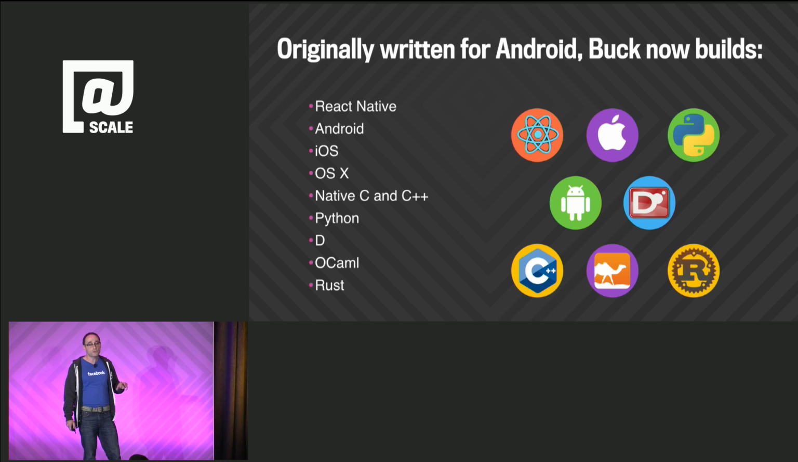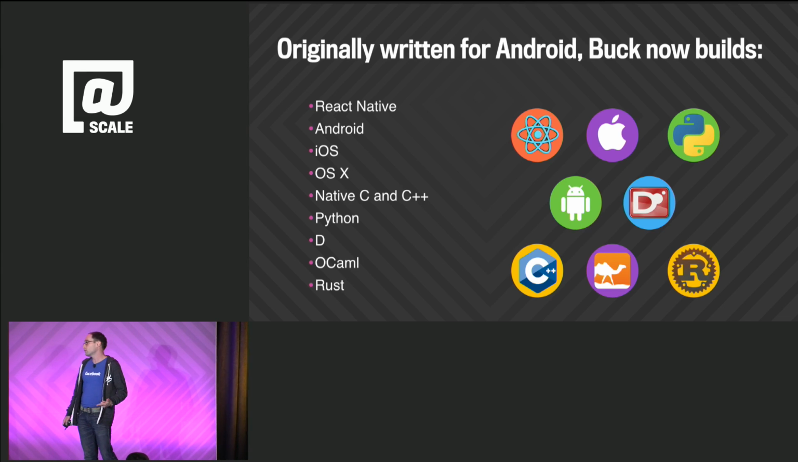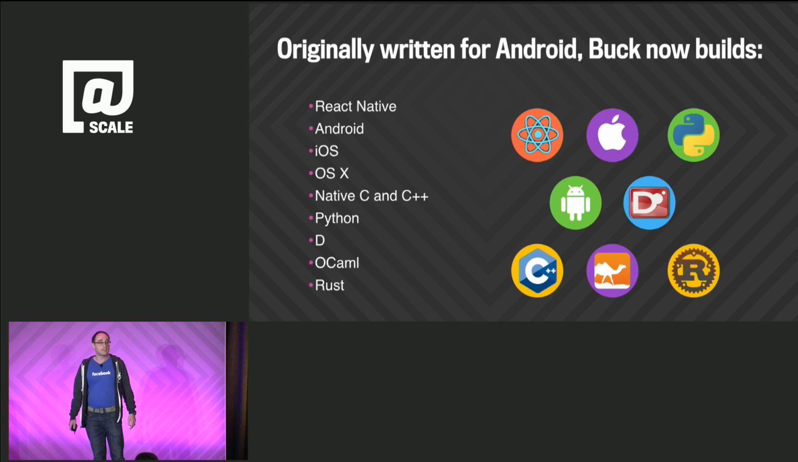And one really nice thing about working on the Buck code base for the past couple of years is it's ridiculously hackable. We have teams from all over Facebook and outside Facebook, since it is an open source project, contributing new fixes, support for new languages, all sorts of things we didn't even expect. And that's one of the beauties about the open source world. So now Buck is building React Native, Android, and OS X as well, and native C and C++.